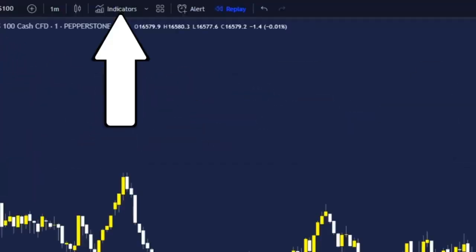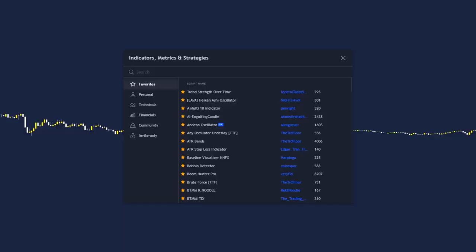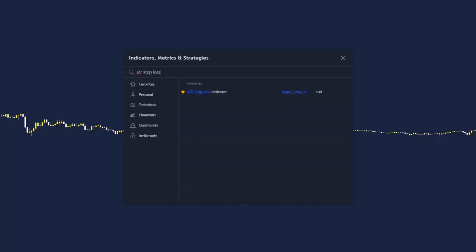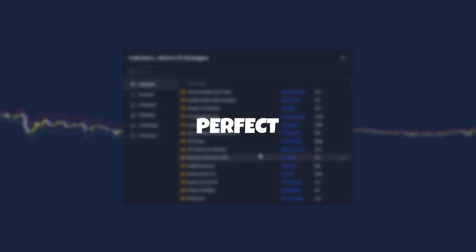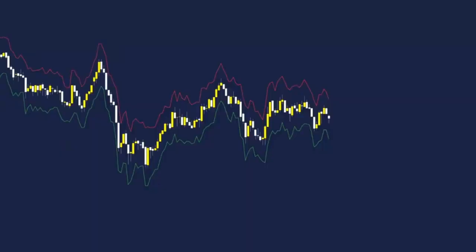So click on indicators at the top left. Now the first indicator that we're going to add is the ATR stop loss indicator by Edgar. I've used this a few times on the channel and it is the perfect way to master them stop loss levels and ultimately to get them perfect take profits. And it should look like this.